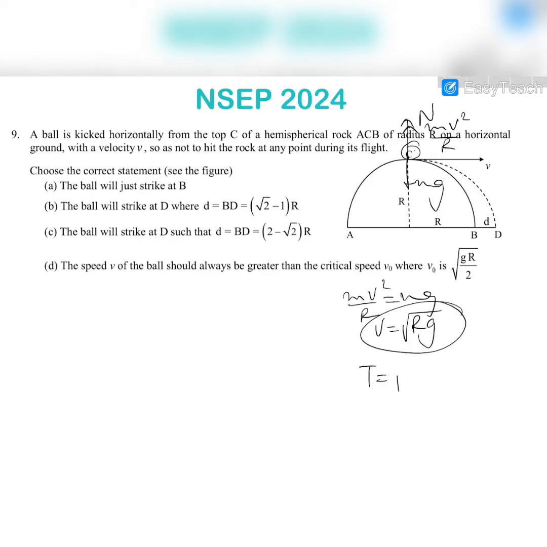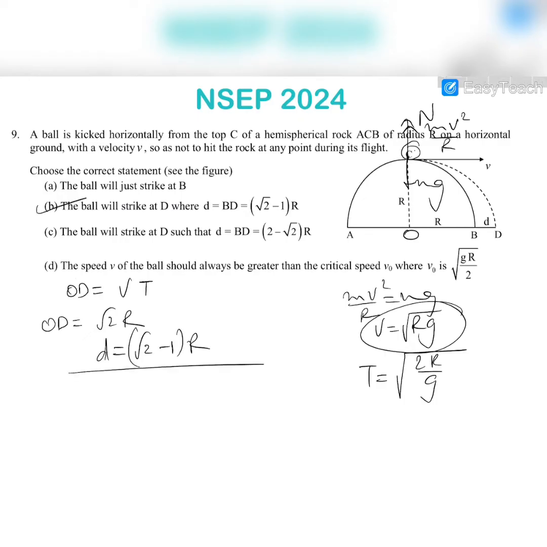Now time of flight is under root 2r by g, and the range, let us name the range as OD. So OD is the range and range will be equal to V into T. So OD will be equal to R under root 2, root 2R. And obviously the distance D will be equal to root 2 minus 1 R. So B is the correct answer.